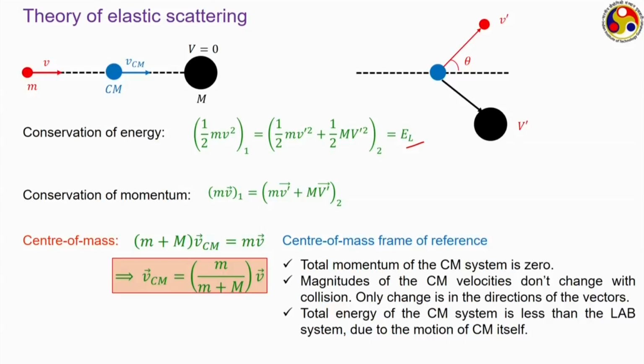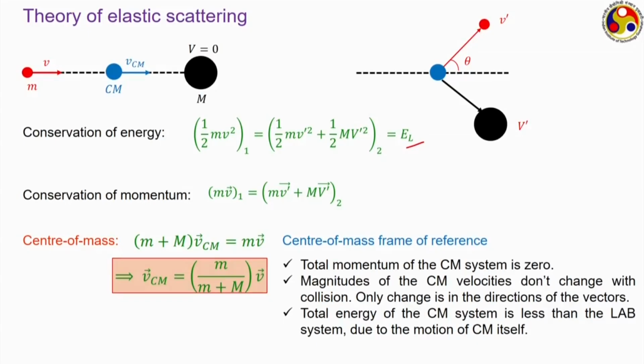The magnitude of the center of mass velocities will not change because of the collision, but there will be a change in the directions, that is, the direction of velocity vectors will change, but there is no change in magnitude. And third, the total energy of the center of mass system will be less than the lab scale system due to the motion of the center of mass itself. We shall next be discussing the theory of elastic collision by converting this lab scale system to a center of mass system.